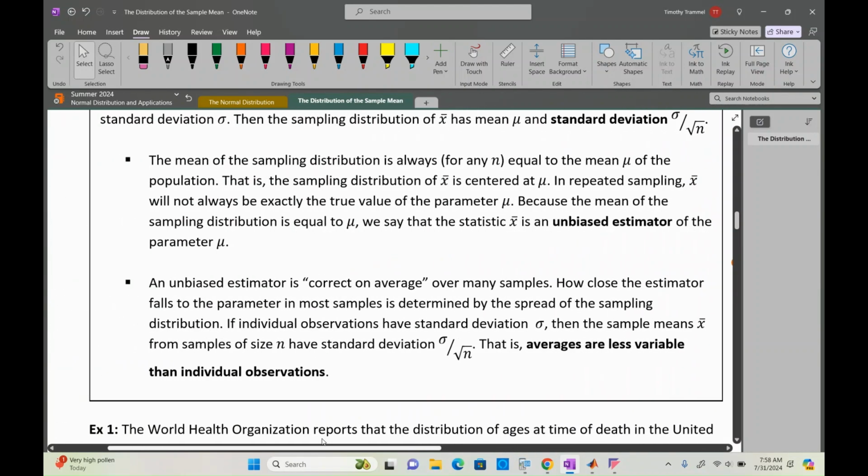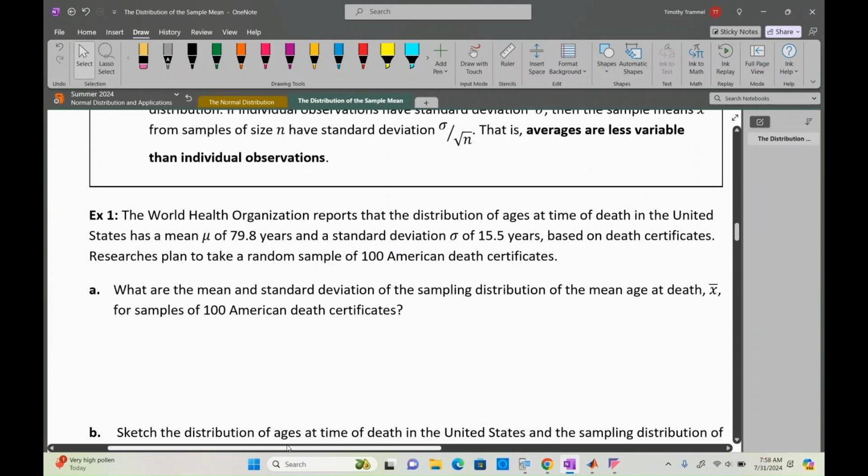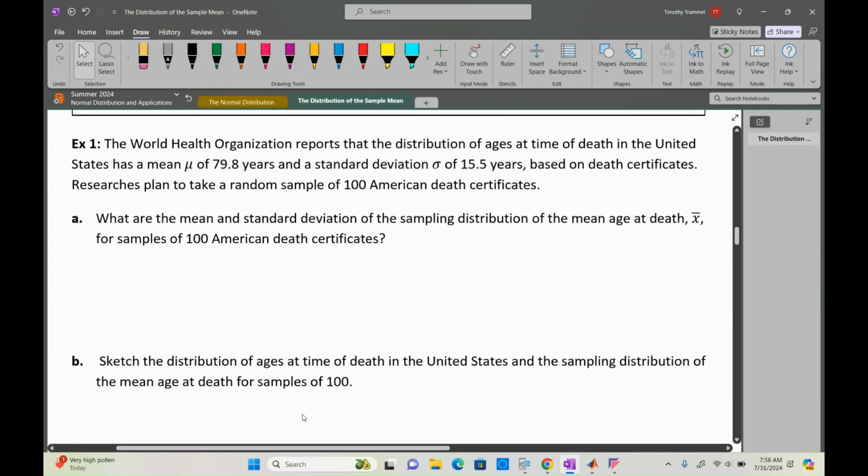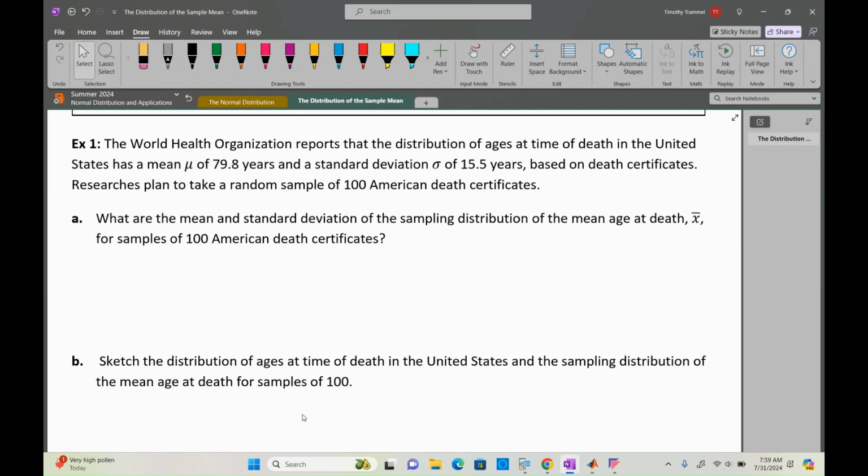So let's come over here and let's see what we have. So this says the World Health Organization reports that the distribution of ages at time of death in the US has a mean of 79.8 years and a standard deviation of 15.5 years based on death certificates. Researchers plan to take a random sample of 100 American death certificates. And so in part A, what we're asked is what are the mean and standard deviation of the sampling distribution of the mean age at death, X bar, for samples of 100 American death certificates.